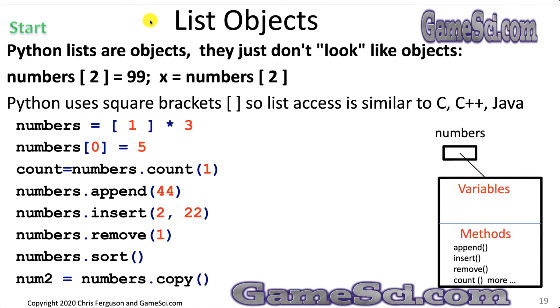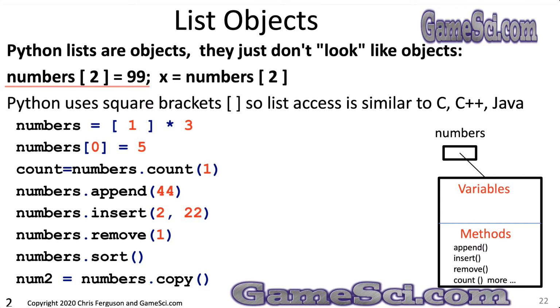Next up, a list object. Lists in Python are definitely objects. Just like strings are objects, lists are objects. Python's lists are objects. They just don't, quote unquote, look like objects. What do I mean by that? Well, there have been a lot of computer languages before Python. Java, C, C++, and a syntax for dealing with arrays has developed over the years that is very consistent from language to language. Python decided to make lists work like arrays do in other languages.